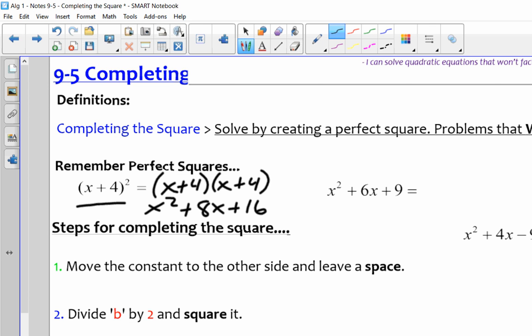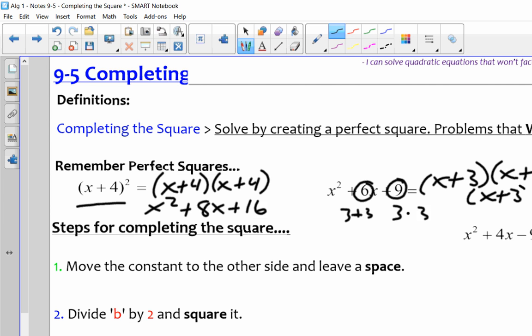This next one is similar to what we were just doing on the previous page. Is 9 a perfect square? Yes, it is. 3 times 3 gives me 9. But does 3 plus 3 give me the middle number? It does. It gives me 6. So that means I could factor that to this, which means I can rewrite it as (x + 3)^2. Just another one that we did previously.